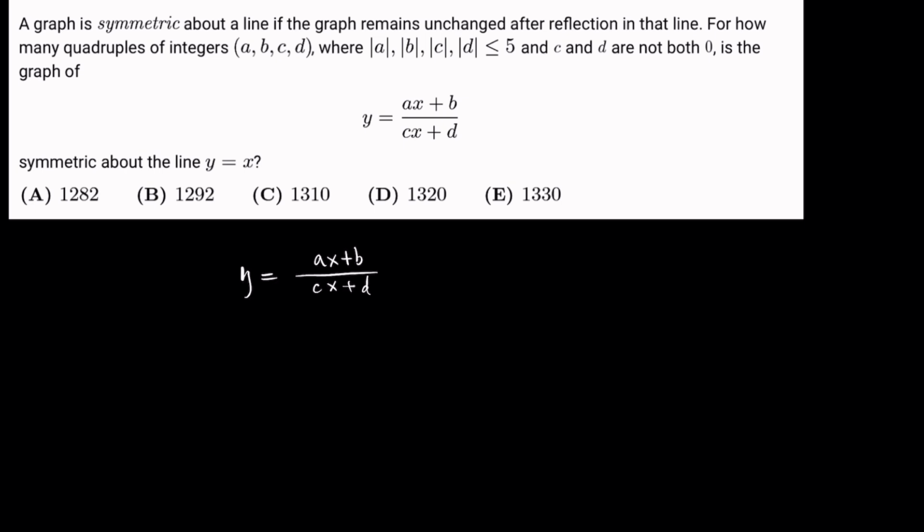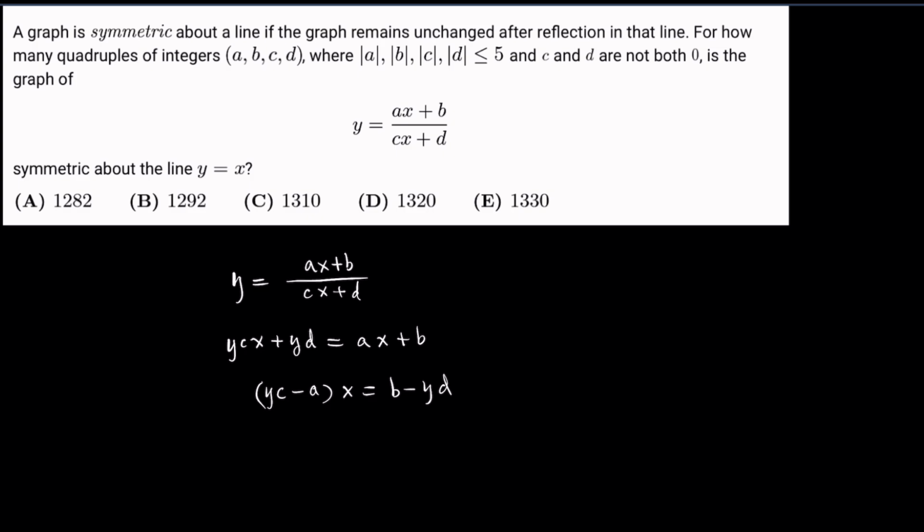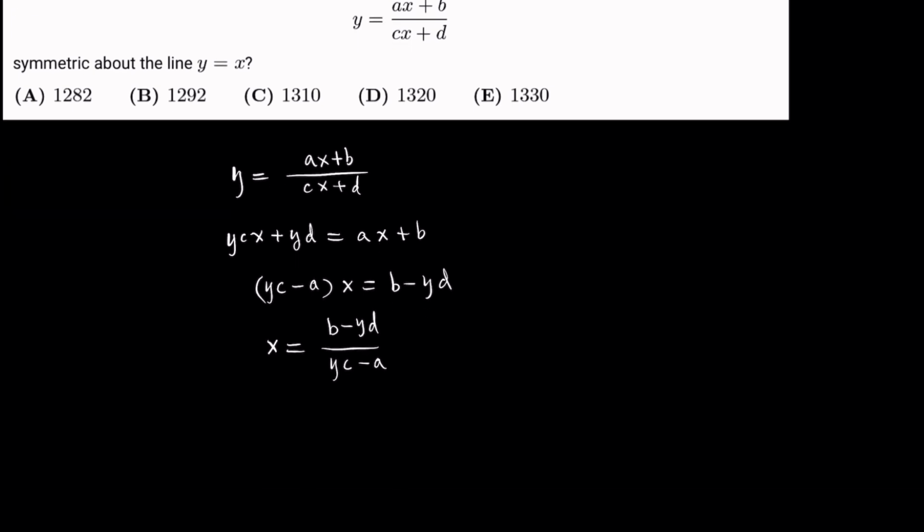The way to find the inverse function is to try to solve for x in terms of y, and then swap. This is going to be y times (cx plus d) equals ax plus b. And then if you group x, it's going to be (yc minus a) x equals b minus yd. Now, can we say x equals (b minus yd) divided by (yc minus a)? Notice that you can only do that if yc minus a is not equal to 0.